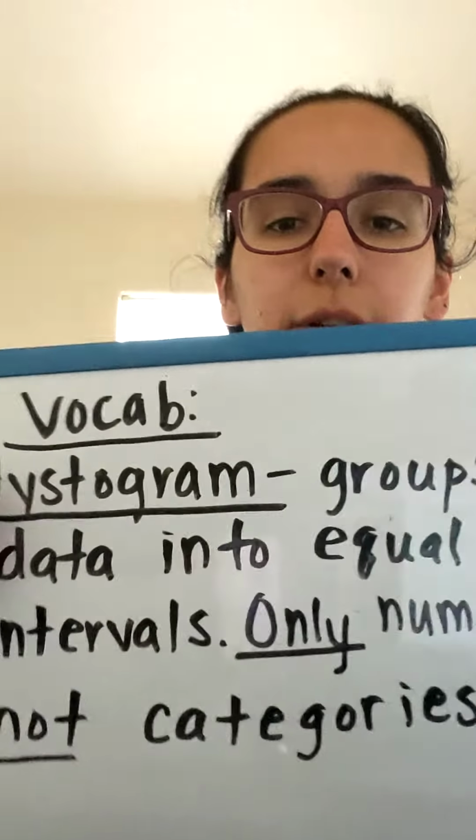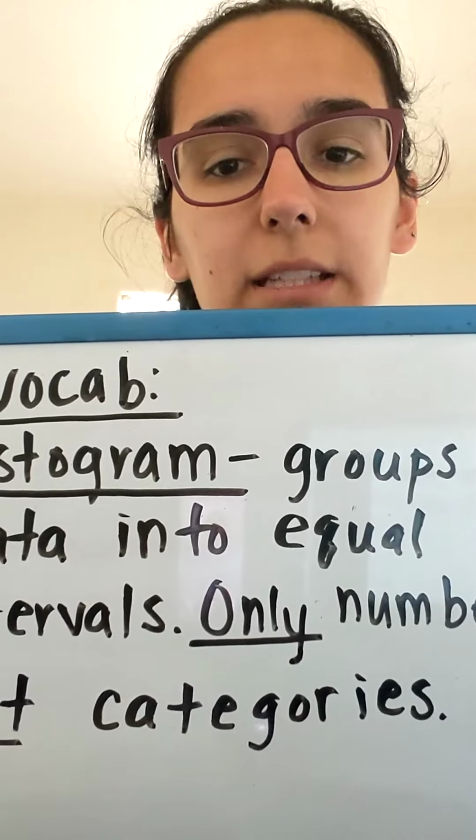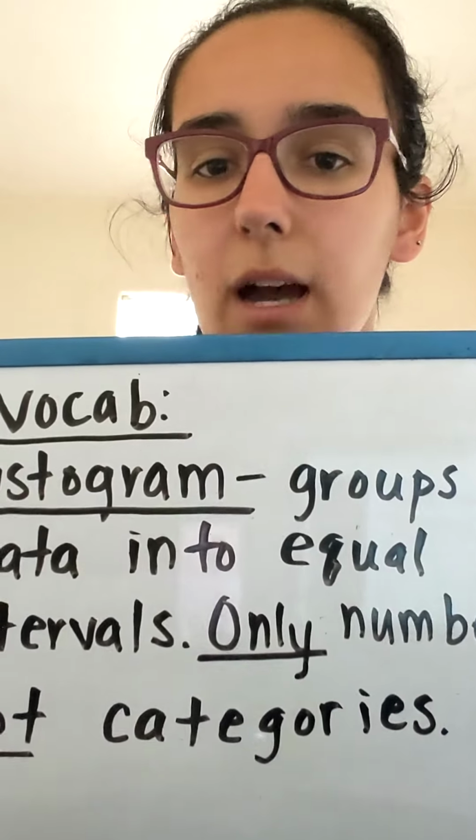So today we're going to explore a little more about how we can represent data and statistics, okay? Today we're going to talk about a histogram, and this is our new vocab word for today. A histogram graphs data into equal intervals, only representing numbers, not categories. That's very important. So if you need to pause it or rewind it to write down that definition, go ahead.